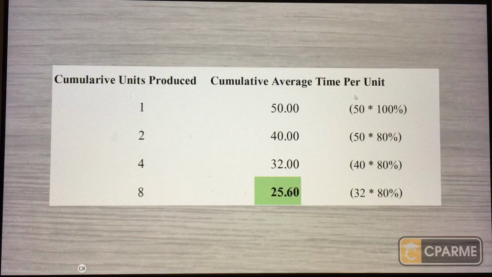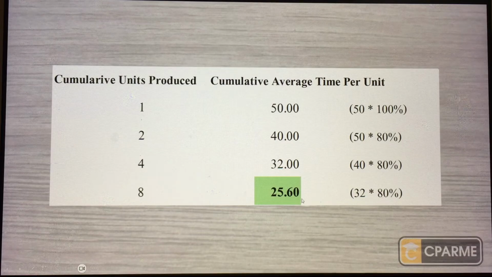And then the cumulative average time per unit is 50 for the first unit because there's no application of the learning curve rate. Once the learning curve rate is applied, 50 times 0.8 is 40, times 0.8 is 32, times 0.8 is 25.60. This 25.60 is the average time per unit for the 8 units.